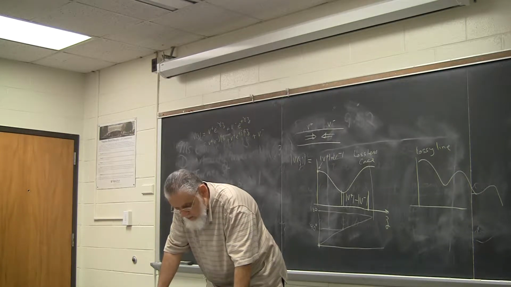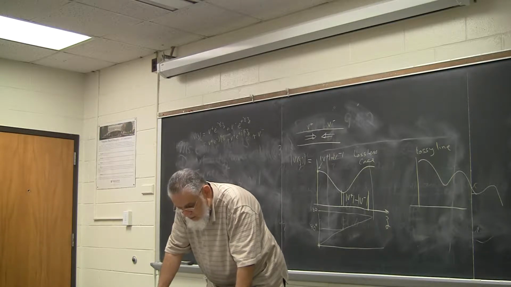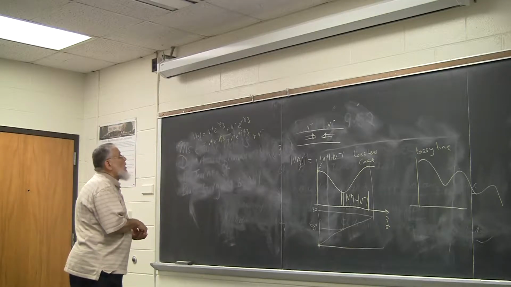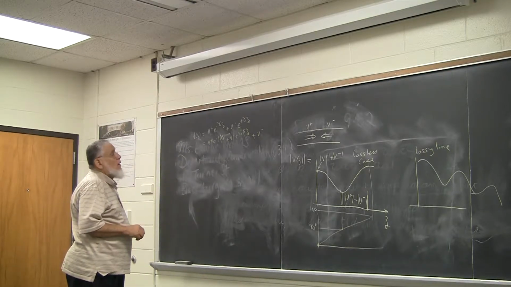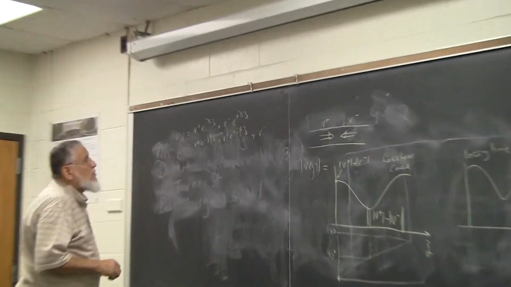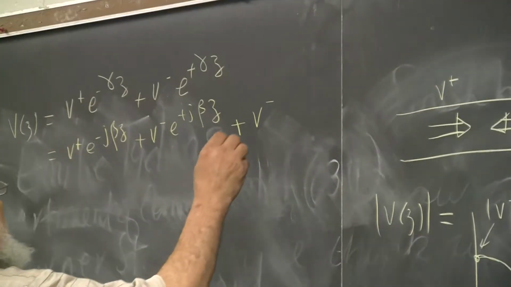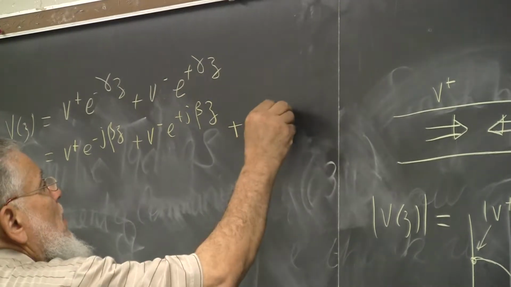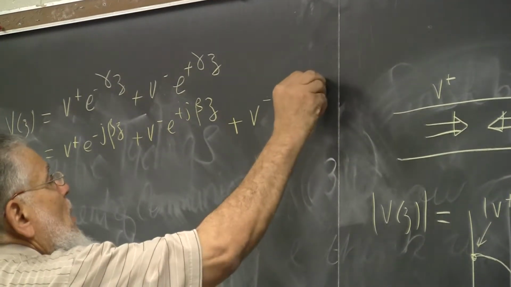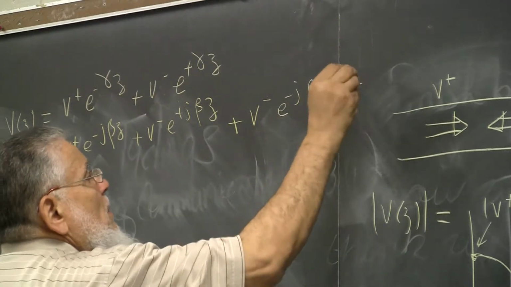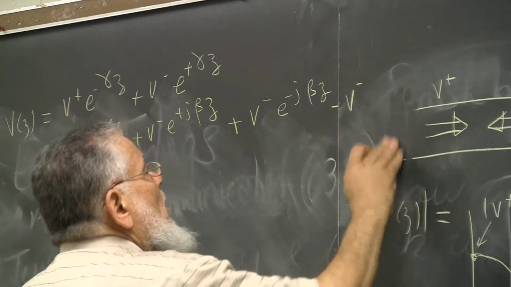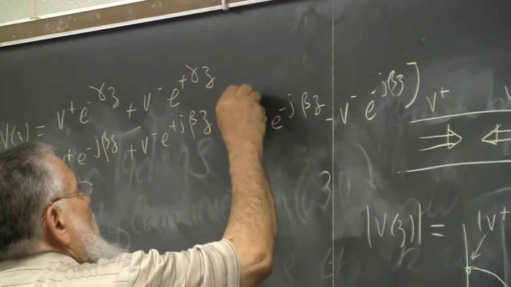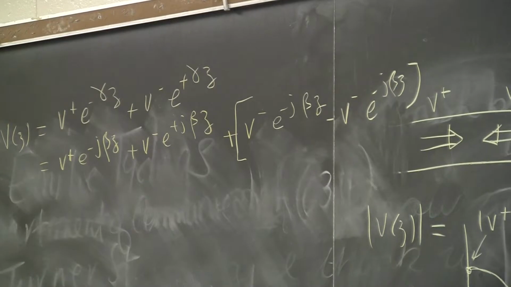Oh, okay. I'm doing it in the time domain. That's why the addition and the subtraction was simple. We can also do it in the frequency domain. We add a v minus e to the minus j beta z and subtract the same thing. By adding and subtracting the same quantity, obviously we haven't done anything.